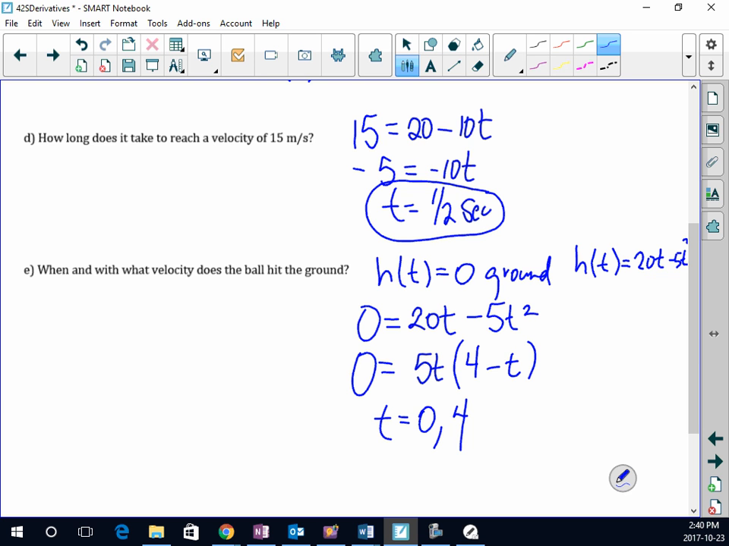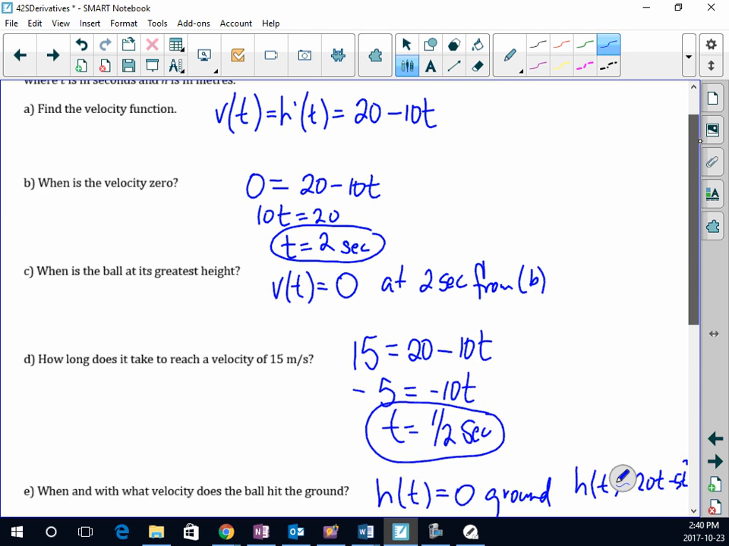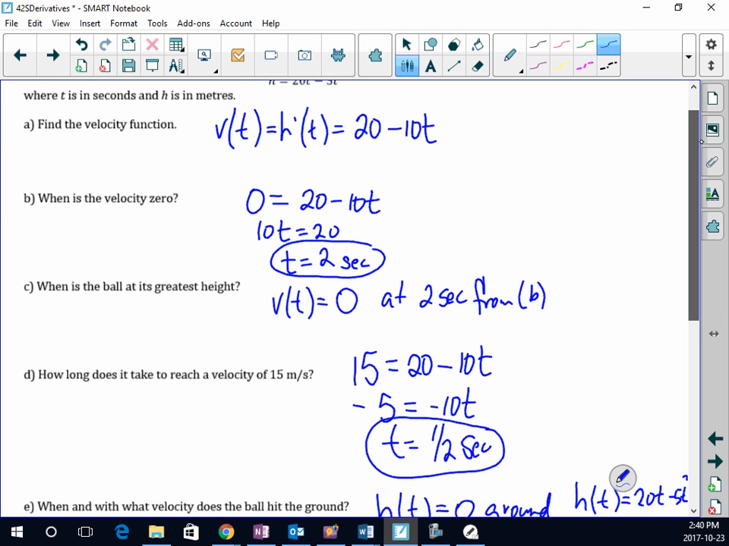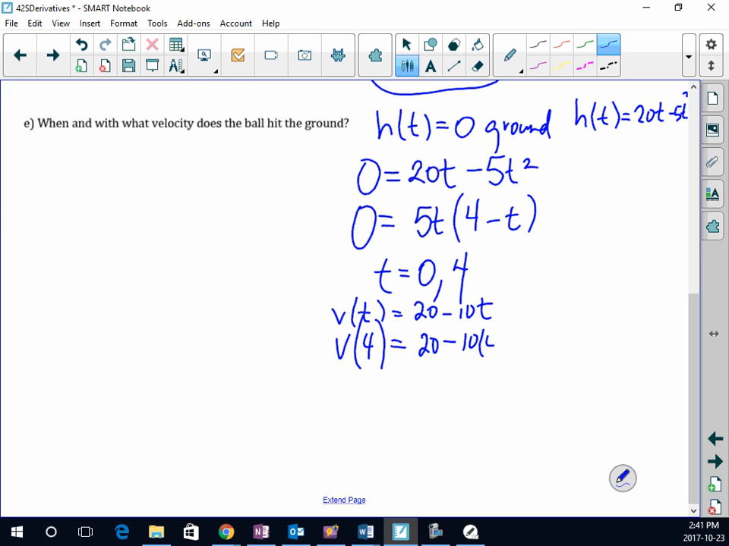But what is the velocity when the ball hits the ground? So you find t at 4. Well, if I find v of 4, what do I get? What's my formula for v of t? I'm just going to write that above. Yeah, 20 minus 10t. So 20 minus 10 times 4 would be 20 minus 40, which would be minus 20 meters per second. What does a negative velocity mean?